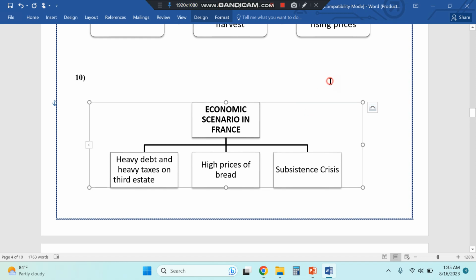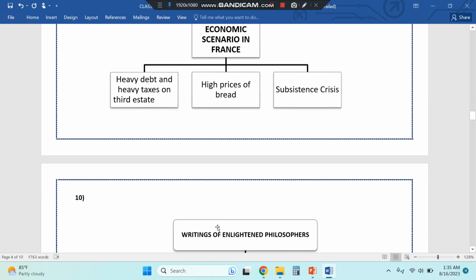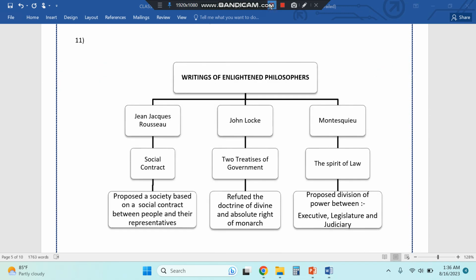Then the economic scenario in France: how were the economic conditions of people in France? They were under heavy debt, heavy taxes had to be paid, prices of bread were very high, people were suffering from subsistence crisis. Point number 11 here, writings of enlightened philosophers.